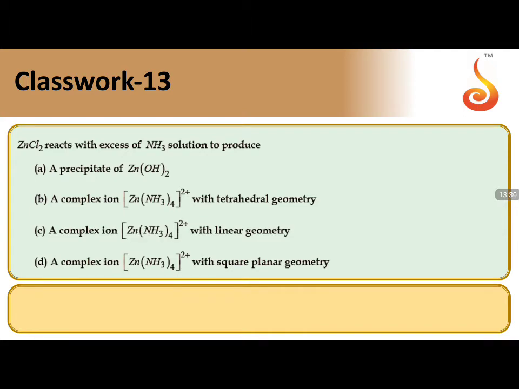Coming to 13, zinc chloride reacts with excess of ammonia solution to produce. Zn 2+ reacts with 4NH3 and gives rise to the [Zn(NH3)4] 2+ complex. This is going to be the complex where zinc will be with sp3 hybridization, having tetrahedral geometry. That is possible in only option B. So the answer for this will be option B, tetrahedral geometry.